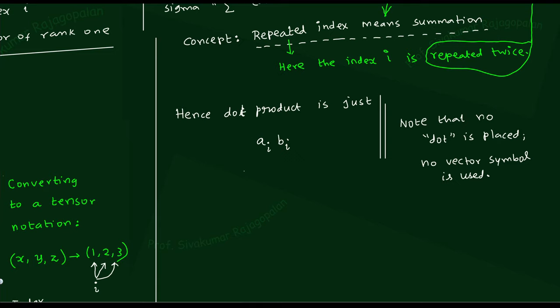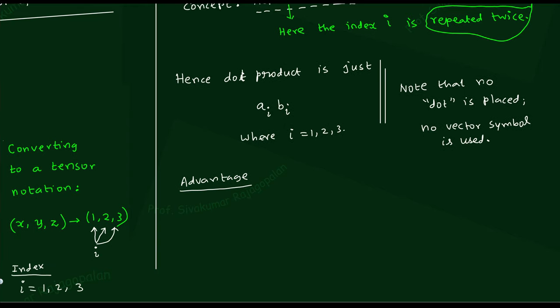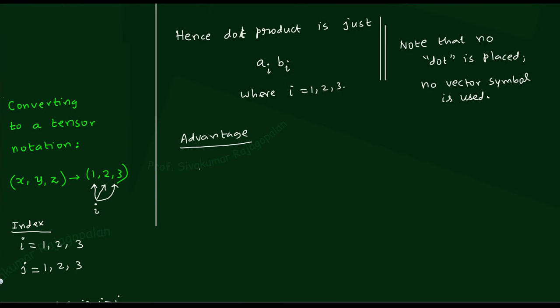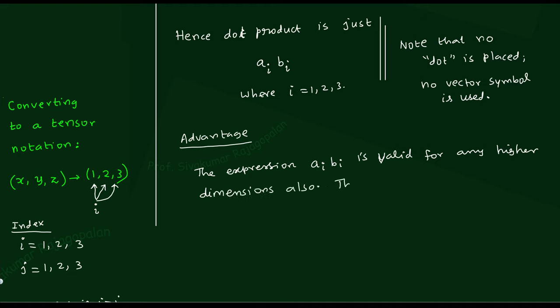So this is the advantage of the index notation, but you have to tell I equal to 1, 2, 3, because that is the dimension, whether you are talking about 2 dimension or 3 dimension. The first advantage: the expression AI BI is valid for any higher dimension. This is very important, because simply you can move from 3 dimension to higher dimension.